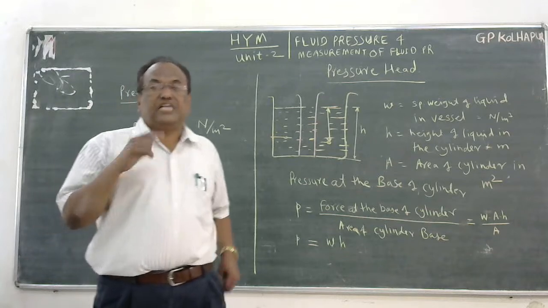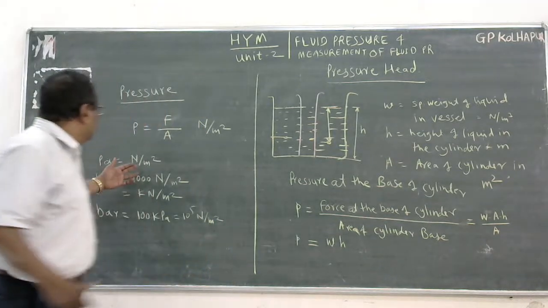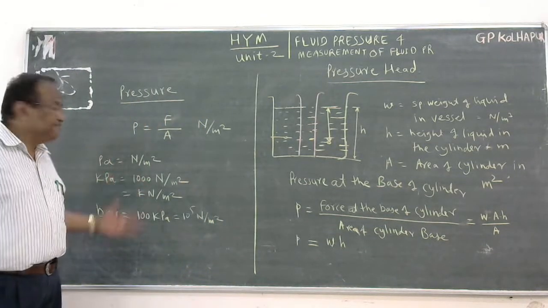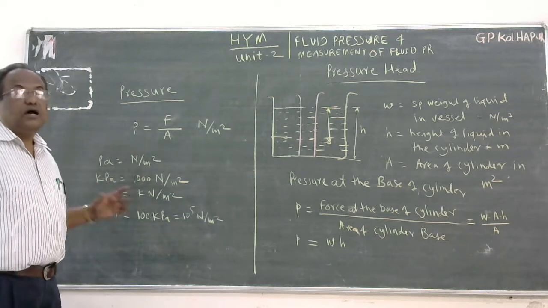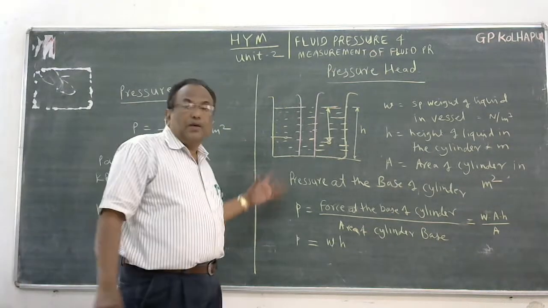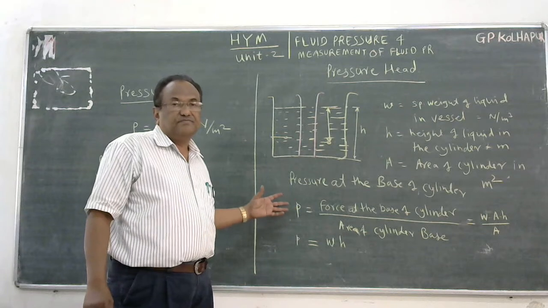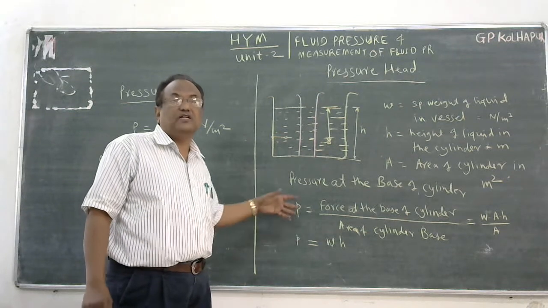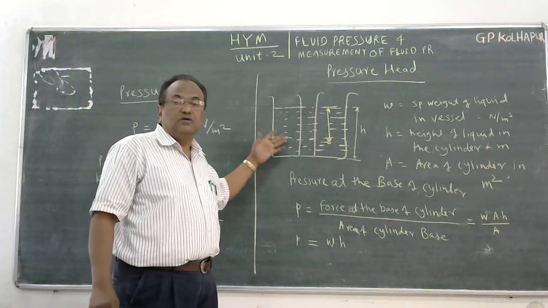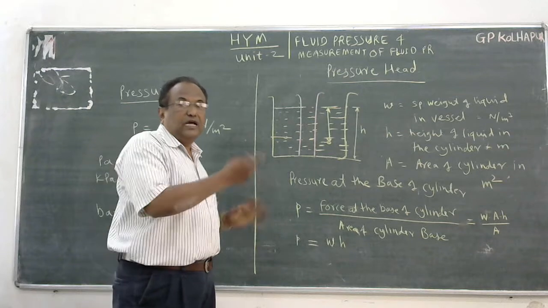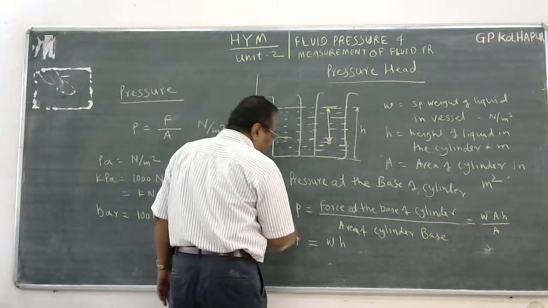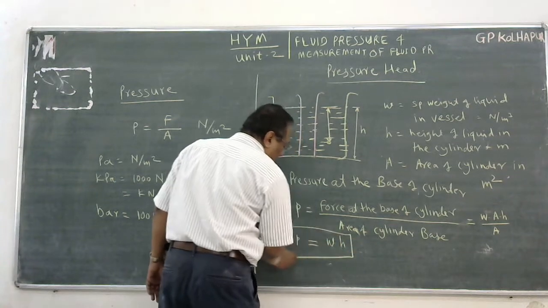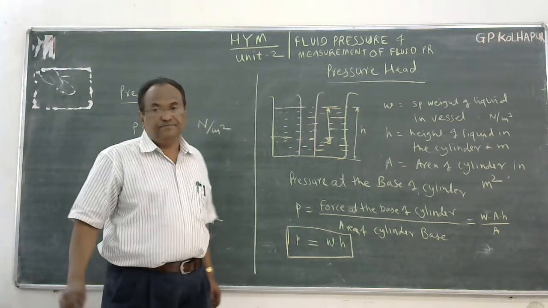Pressure can be expressed in absolute units, that is Newton per meter square, Pascal or bar, or it can be expressed as meters of liquid, or meters of water if the liquid is water. You can convert it in any manner by using this formula, P is equal to W into H.